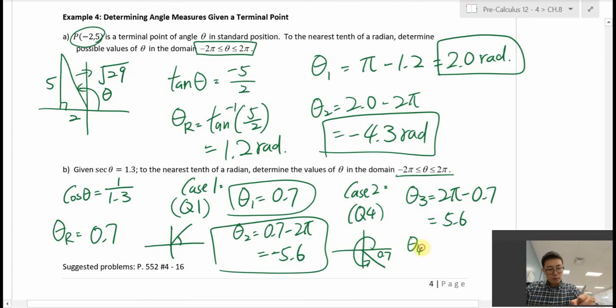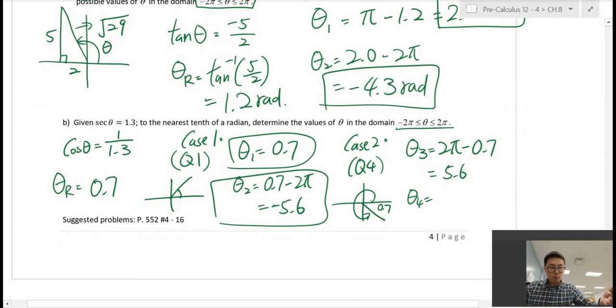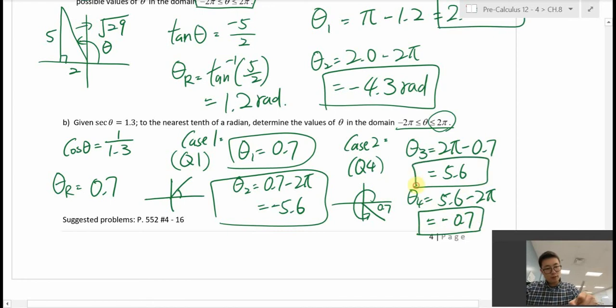Now again, if we add 2 pi, it's going to go way beyond 2 pi. So instead of adding 2 pi, we're going to subtract 2 pi. You're going to have to keep adding 2 pi or subtracting 2 pi until you go outside of the domain. So you're going to get negative 0.7 out of that and positive 5.6 for your case 2, where the angle is in quadrant 4.